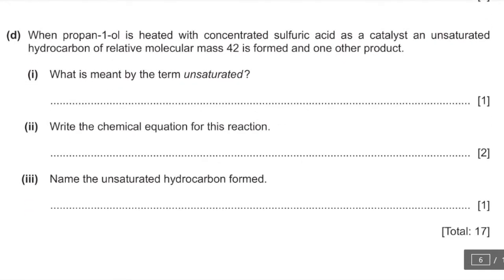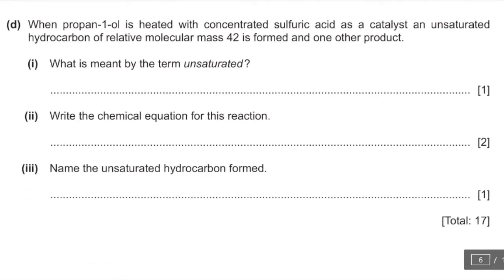D. When propanol is heated with concentrated sulfuric acid as a catalyst, an unsaturated hydrocarbon of relative molecular mass 42 is formed, and one other product. One, what is meant by the term unsaturated? So unsaturated over here basically means that the compound has at least one carbon to carbon double bond. Two, write the chemical equation for this reaction.